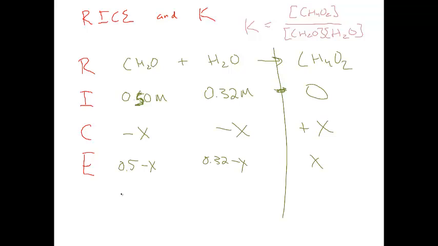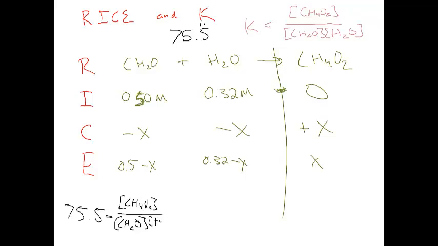My K value was 75.5. So I know 75.5 equals my formalin concentration over my formaldehyde times water at equilibrium. Well, I have all of these values. Well, not quite. I have an expression for all of these.